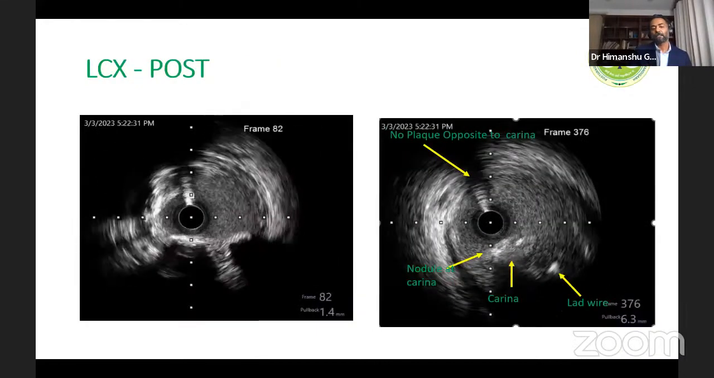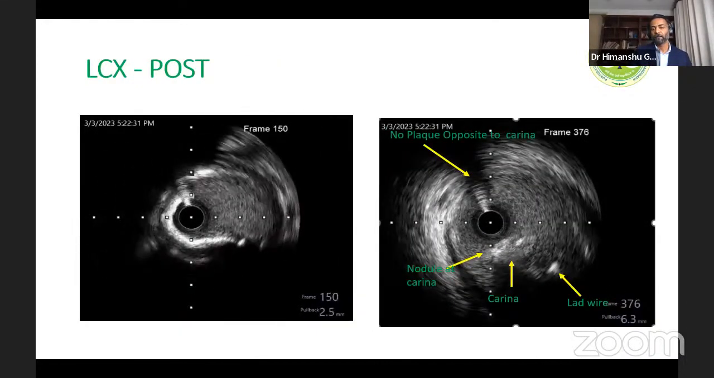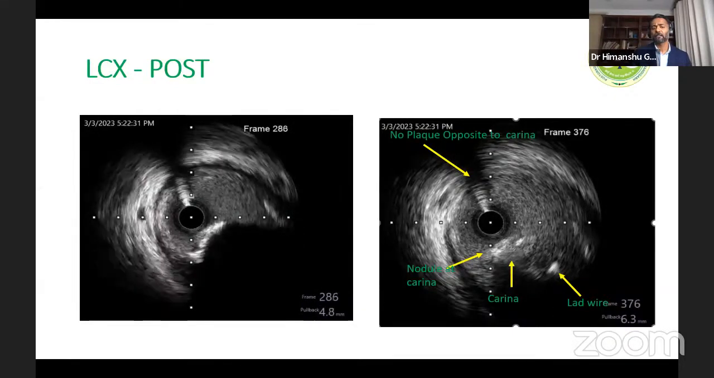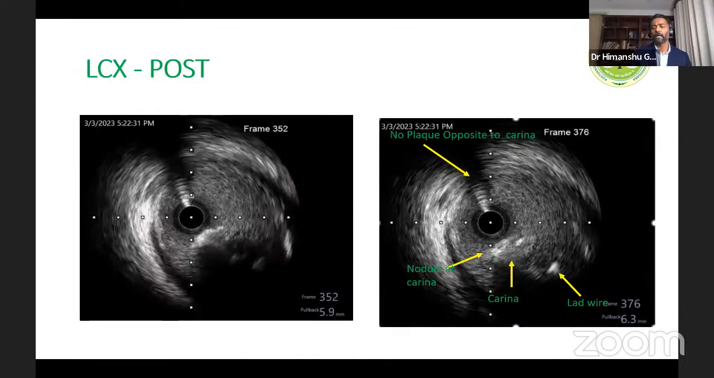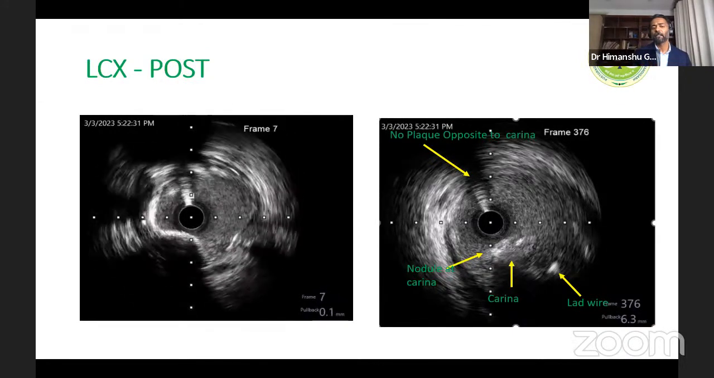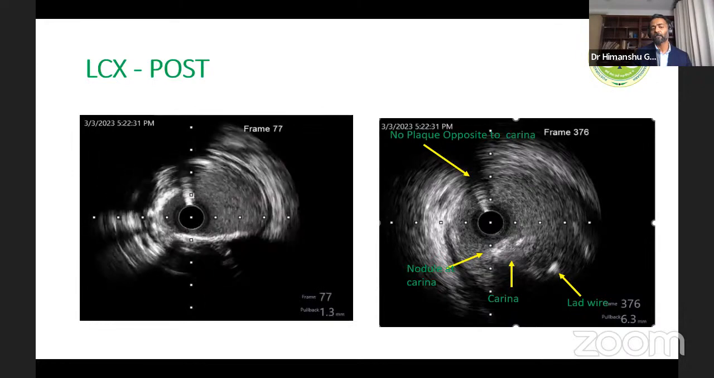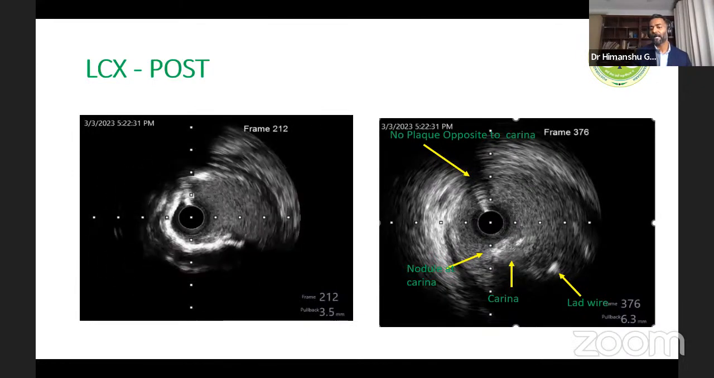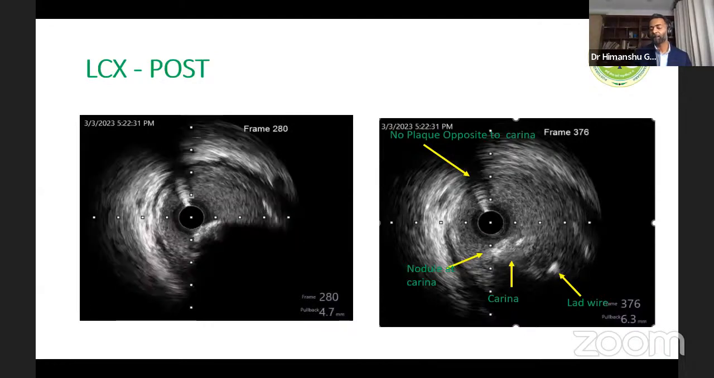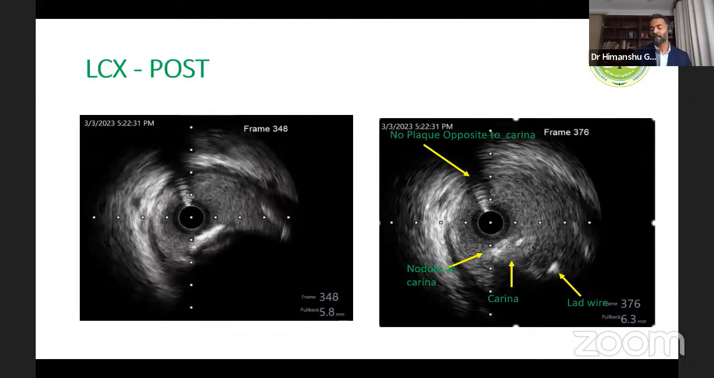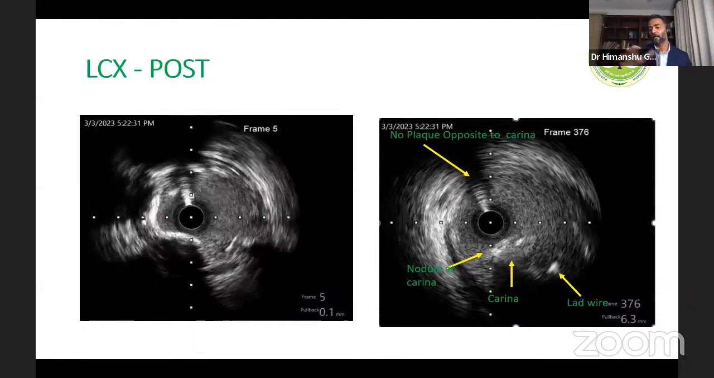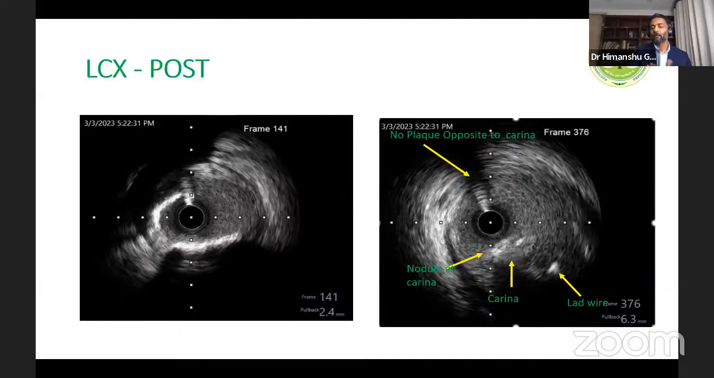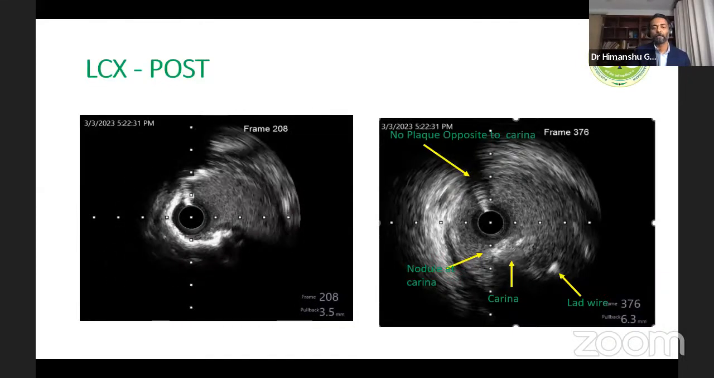And this is the IVUS after the 2 millimeter burr from the circumflex. Here again, you don't make too much of a difference in the circumflex because the calcium burden was not very high. But after the ablation, the nodularity of the calcium is much, much less. You don't have any spicule hanging out into the circumflex. On the right panel, you can see the LAD wire coming in from 5 o'clock, and that is the carina. So the calcium is located at the carina, and opposite to the carina, there is no plaque. That will also help you in going further in the procedure.